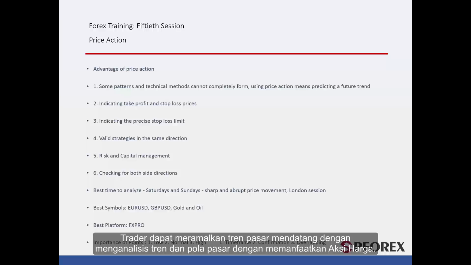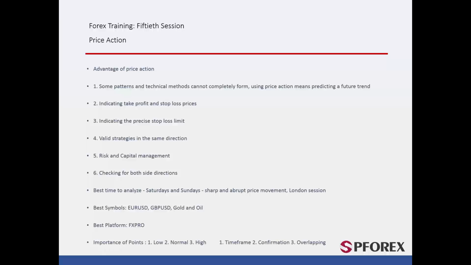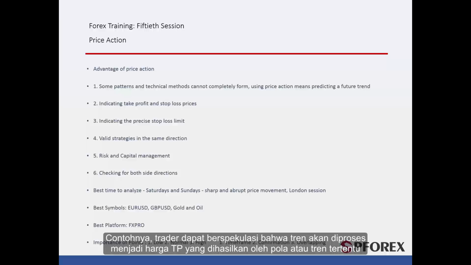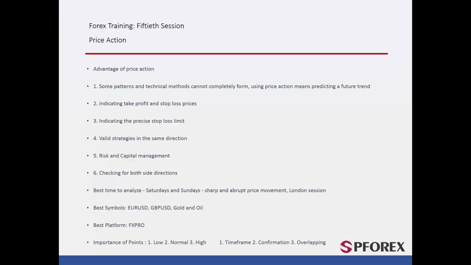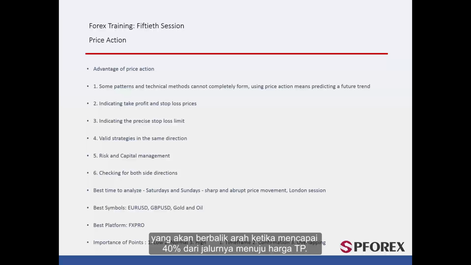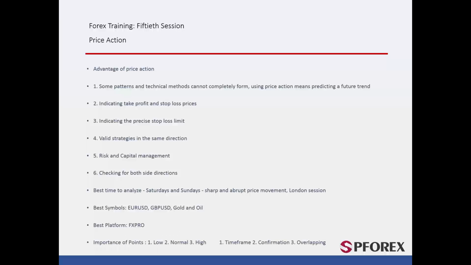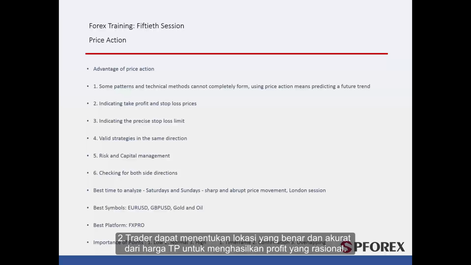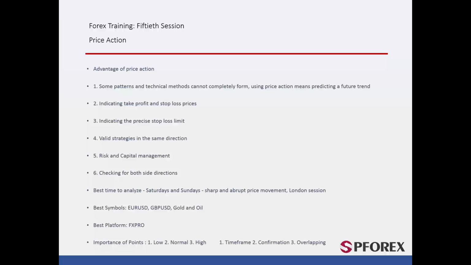A trader can foresee the future market trend by analyzing market trend and patterns by utilizing price action. For example, a trader can speculate that the trend will proceed to the TP price generated by a certain pattern or trend, or will reverse its direction as it reaches 40% of the path towards the TP price. Secondly, a trader can determine the accurate and correct place of TP price to derive a rational profit.